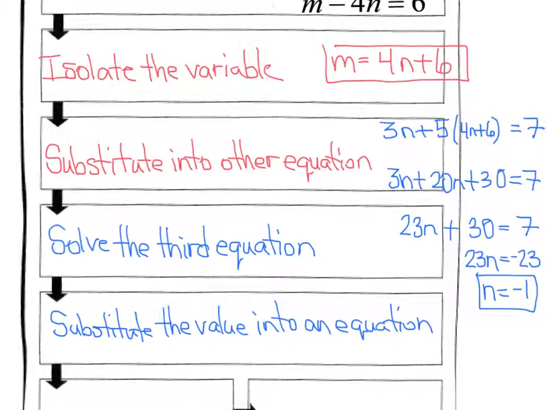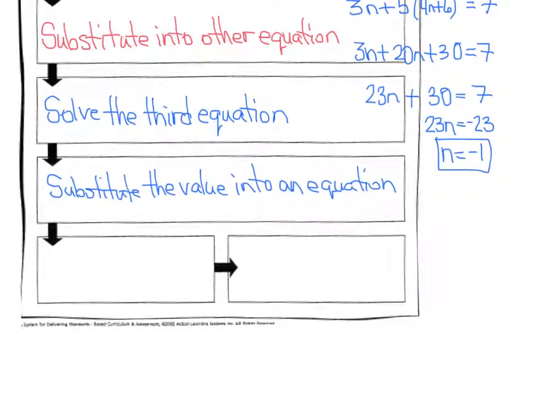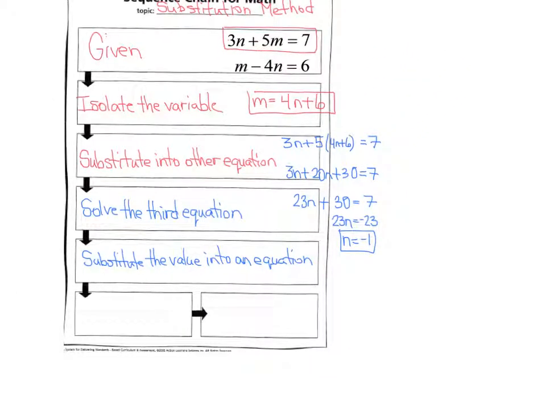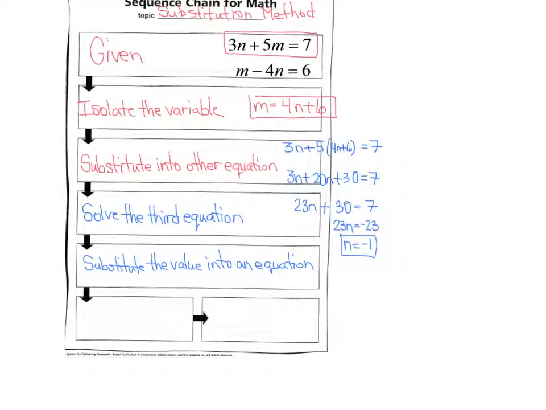Right. Okay, give myself some space here. So I'll use a different color. So negative 1 is going to go back into one of the original equations. I need to see the original equations. Okay. So how about if I go m equals 4 times negative 1 plus 6. So m will equal negative 4 plus 6. M is equal to 2. Woohoo! I now have the solution.